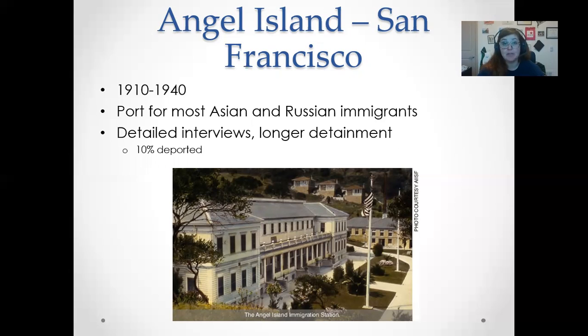And in fact, 10% of people who came through Angel Island were deported back to their country of origin. And one of the great tragedies of Angel Island is that people were detained there for years sometimes. They were just kept in detention centers on this island in the middle of San Francisco Bay, right? Basically as a way for the US to not deny their immigration, but also not grant it either.